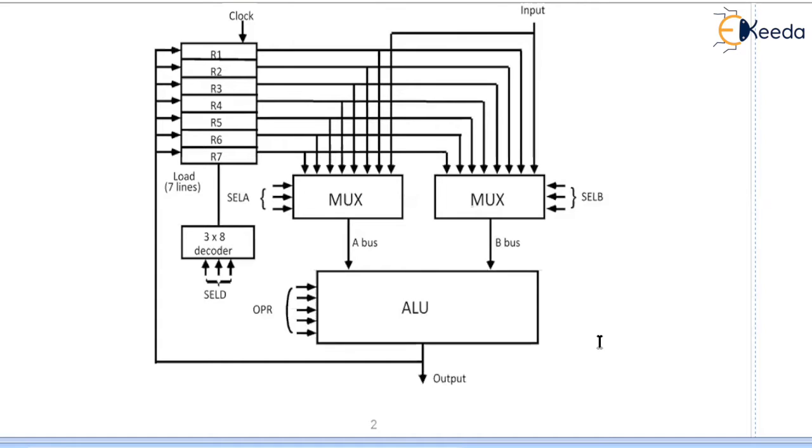Now, in this case, we have 7 general purpose registers, that is R1, R2, R3, R4, R5, R6, R7, a total of 7 registers. There are 2 multiplexers, multiplexer 1 and multiplexer 2. Of course, there is an ALU and there is a decoder. Try to understand the purpose of each and every entity in this organization.